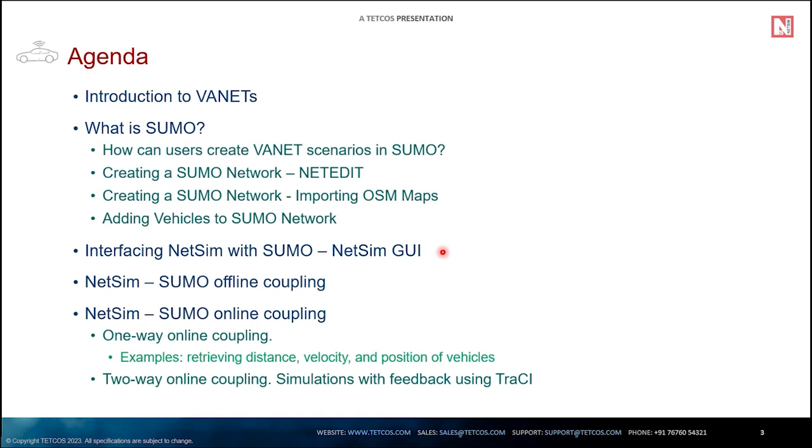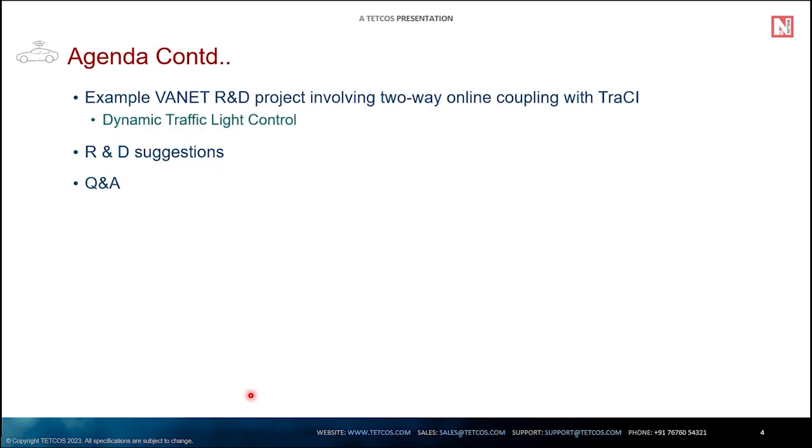After this, we will see how to interface SUMO with NetSim. Subsequently, we will look at VANET simulations with NetSim-SUMO offline coupling. Following this, we will be showing NetSim-SUMO online coupling, covering both one-way online coupling and two-way online coupling. In two-way online coupling, we will discuss an example VANET R&D project involving SUMO's Traffic Control Interface or TraCI. Finally, we will share some R&D areas where NetSim is used and have a Q&A session to answer your queries.